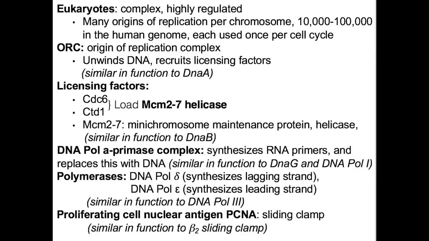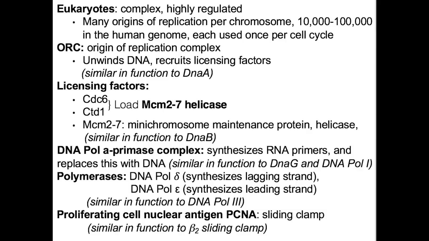Now, MCM27 is similar in function to the E. coli helicase DnaB. It's called the mini chromosome maintenance protein. Do you need to know that? Nope, you just need to remember MCM27. Again, this is a helicase that helps to unwind DNA at the replication fork.